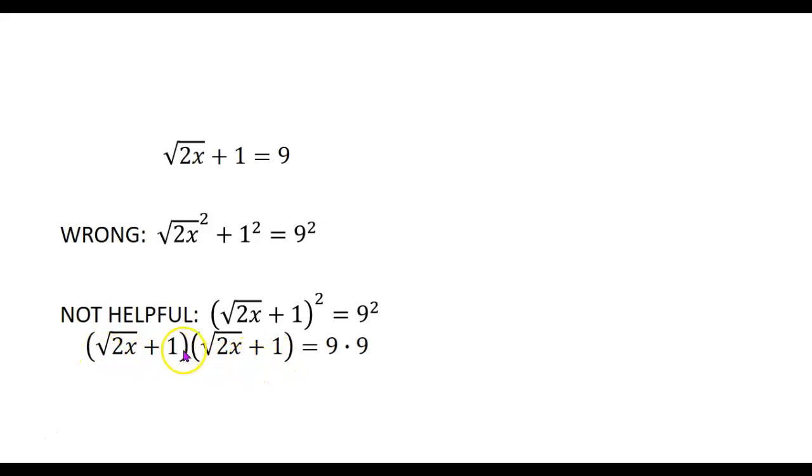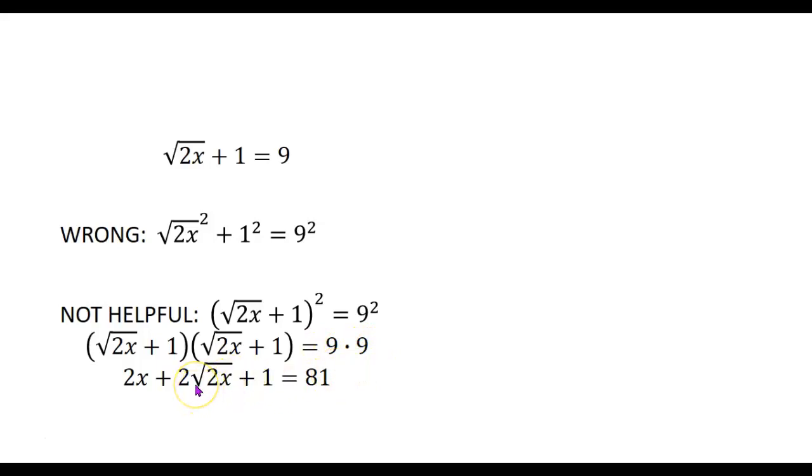And if you multiply that out, like with the FOIL method, here's what you get. Square root of 2x times square root of 2x is just 2x. But on the outside, you get the square root of 2x times 1. On the inside, you get the square root of 2x times 1. So you got 2 square root of 2x's. And then 1 times 1 is 1. On the other side of the equation, 9 times 9 is 81.